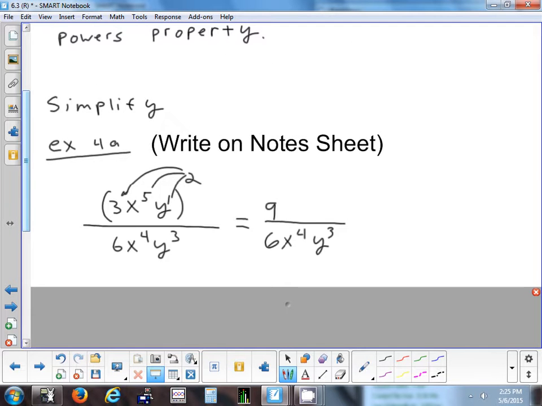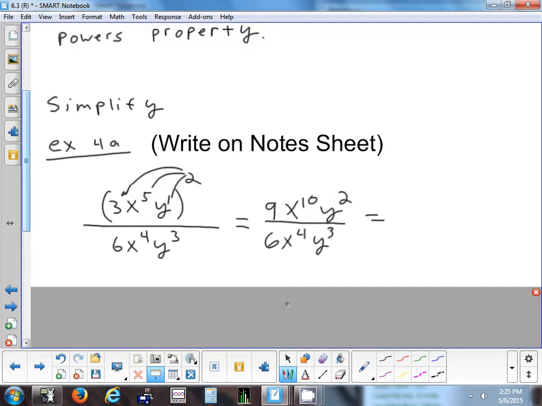Okay, who can tell me my next one? X to the 5th, but I have to square that. X to the 10th. Okay, remember, this is where you multiply your exponents. How about my y's? Y to the second. Okay, that's the first step. Questions on that step? Oh, wait, I didn't multiply by.